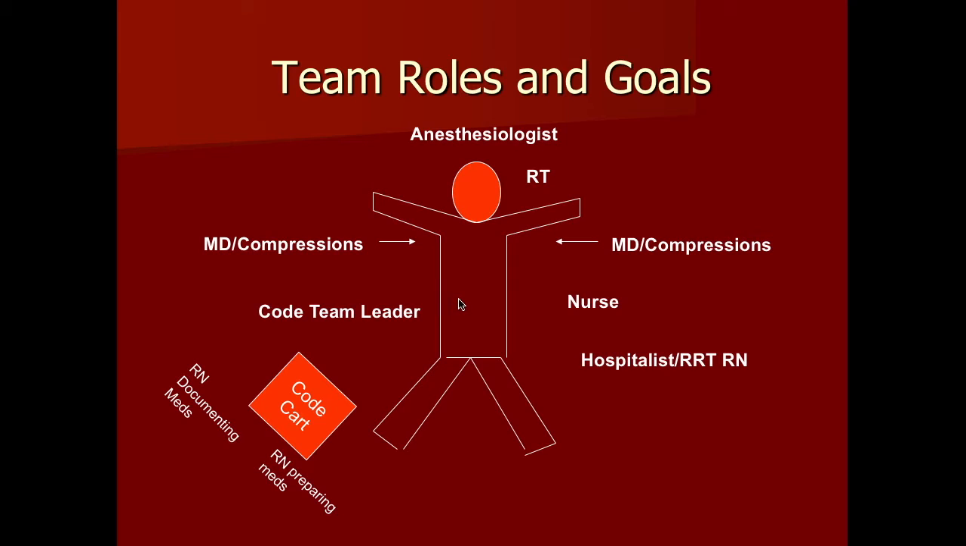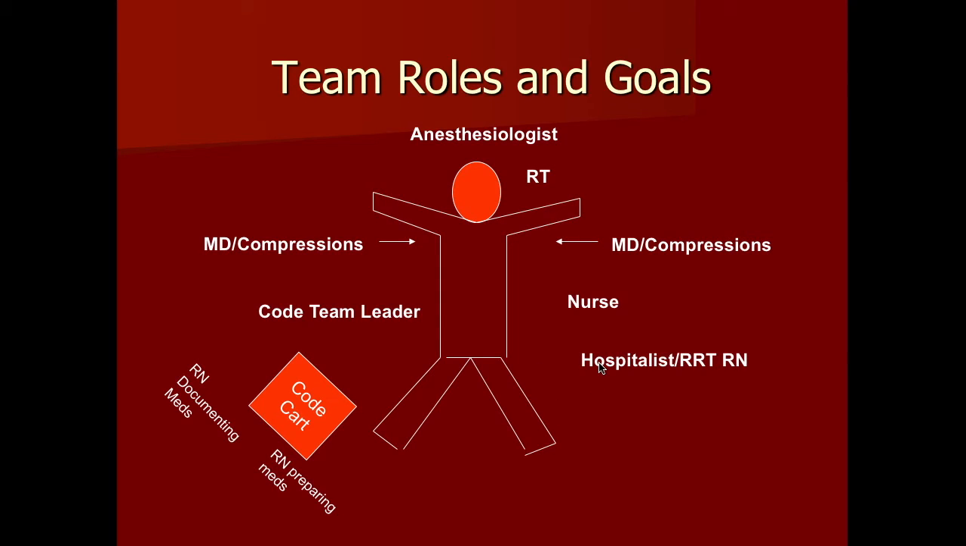Ideally, there should be 2 compressors, one on each side. The reason we have one on each side is when you are ready to switch compressors after the 2-minute interval, it makes it easier if there's somebody on each side of the patient. The code team leader will be circulating around the room and should really be in charge of the code and not actually doing any tasks during the code.